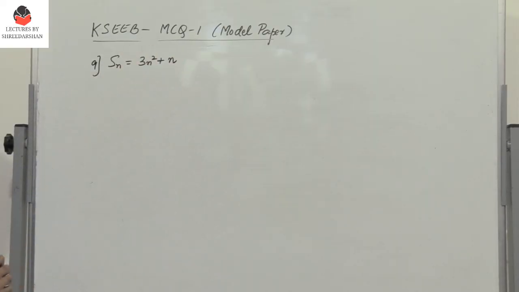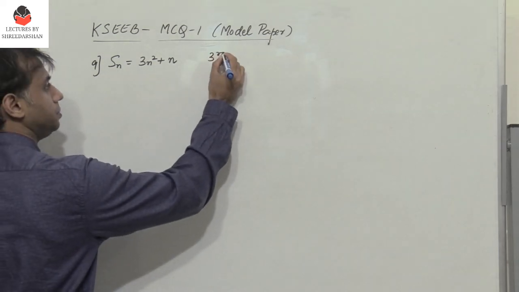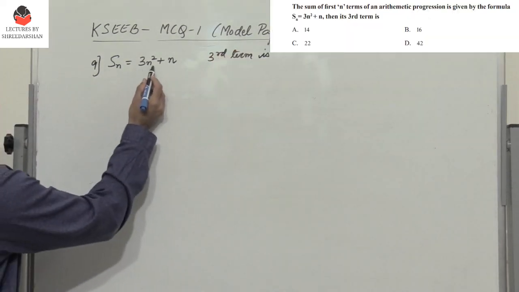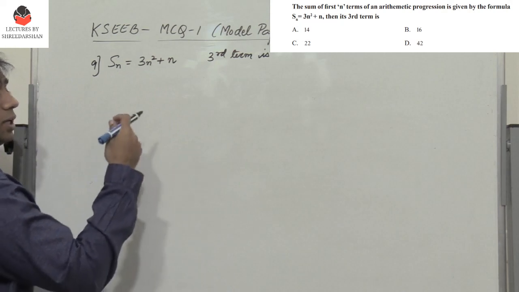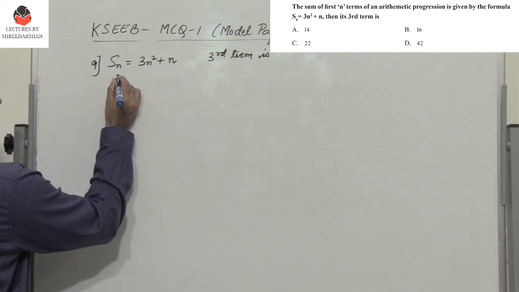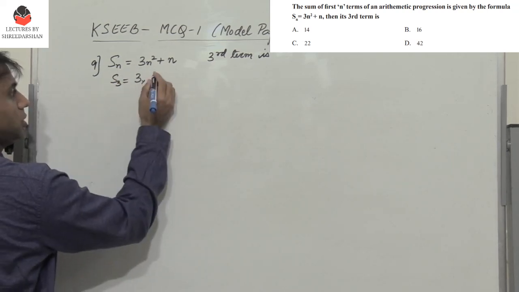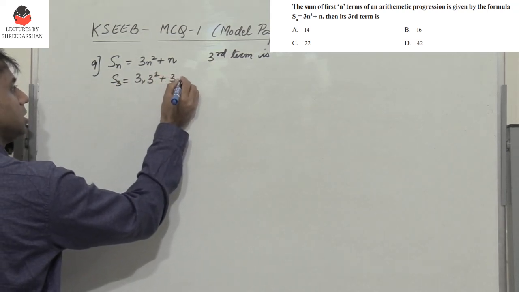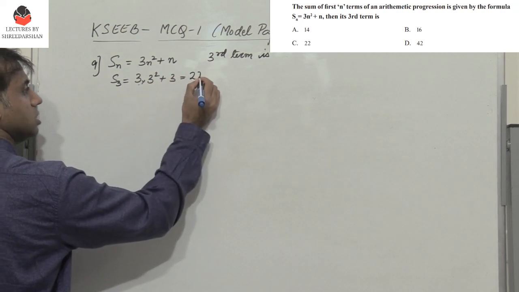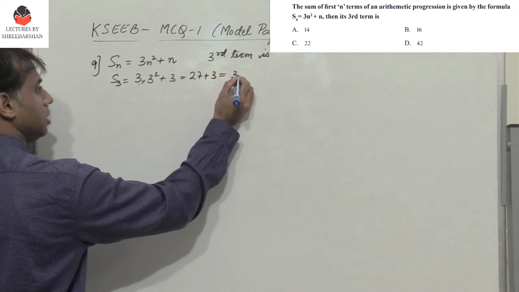Ninth one, Sn equals 3n square plus n. We need to find the third term. So Sn is equal to 3n square plus n. Now the sum to 3 terms is 3 into, wherever n is there, I substitute 3. So 3 square plus 3, which is 9 into 3 is 27, plus 3 equals 30.